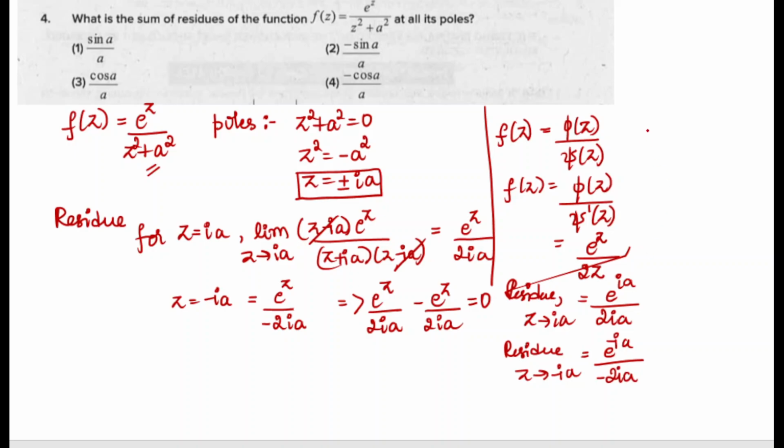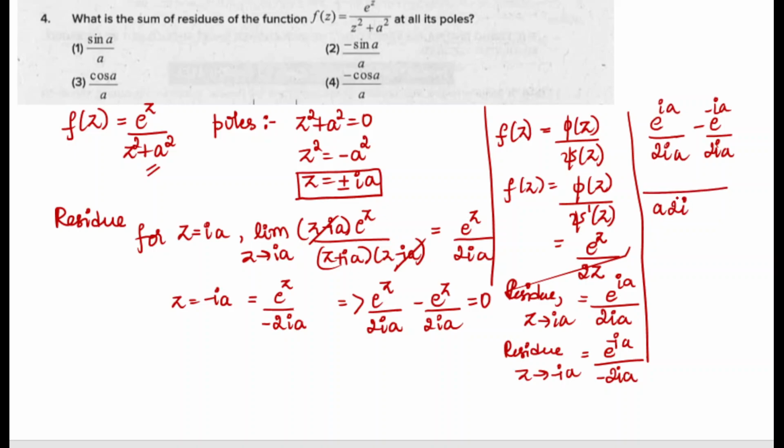Now if I solve, what I'm going to get is e to the power of ia divided by 2 times ia, minus e to the power of minus ia divided by 2 times ia. Taking 2 times ia common in the denominator, it will be e to the power of ia minus e to the power of minus ia. This complete part I can take as sine of a divided by a. So this can be written as sine of theta.